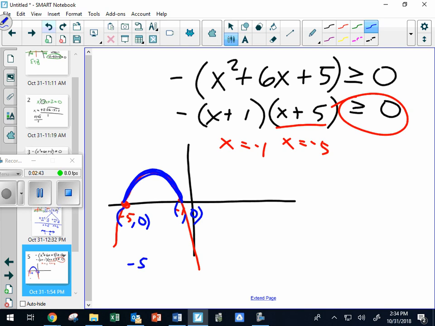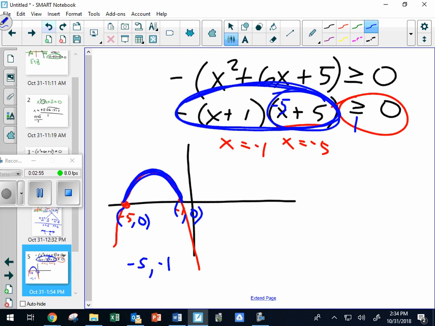So if you're not sure, here's what you do. You test -5. You actually stick it in. You see if it works. Does this equal 0? Yeah, that means this whole thing equals 0. And does 0 satisfy the rest of it? Is 0 greater than or equal to 0? Yeah, so since it works, bracket on the -5. And if we tried -1, we'd pretty quickly figure out that, yeah, it also equals 0. And since it's an or equal to, that's what makes this a bracket. So there we go, from -5 to -1.